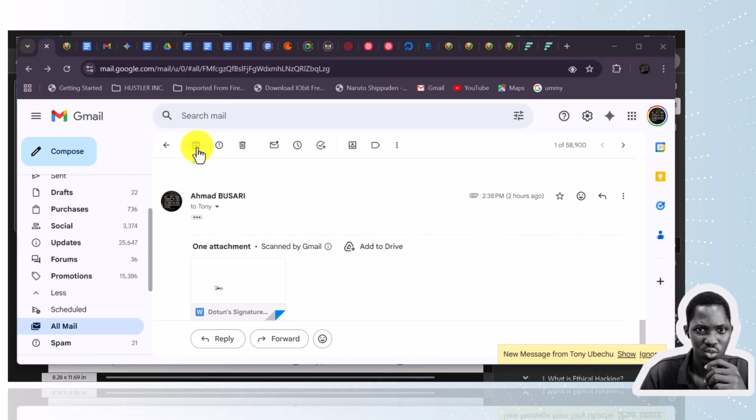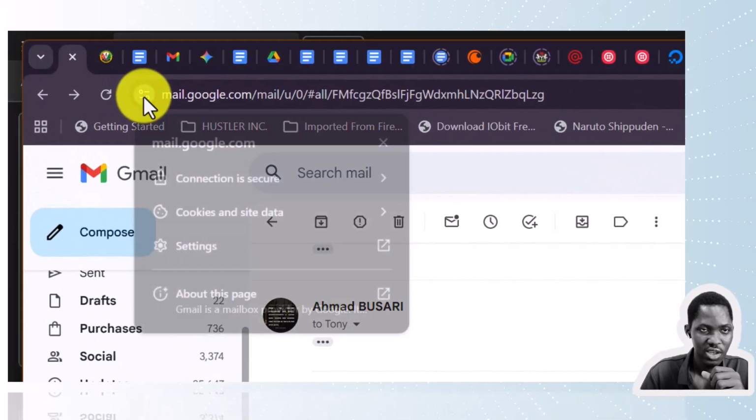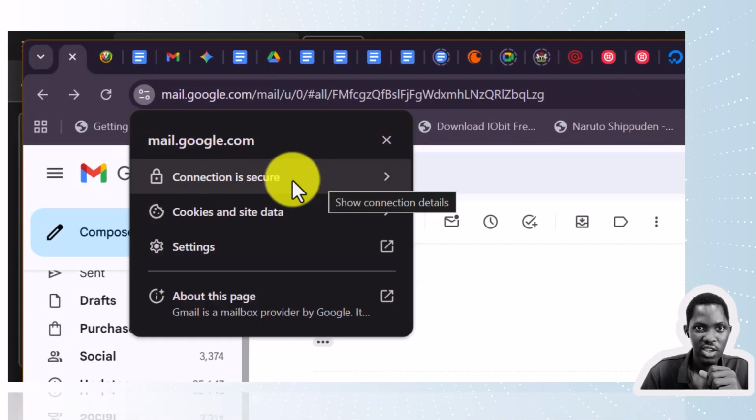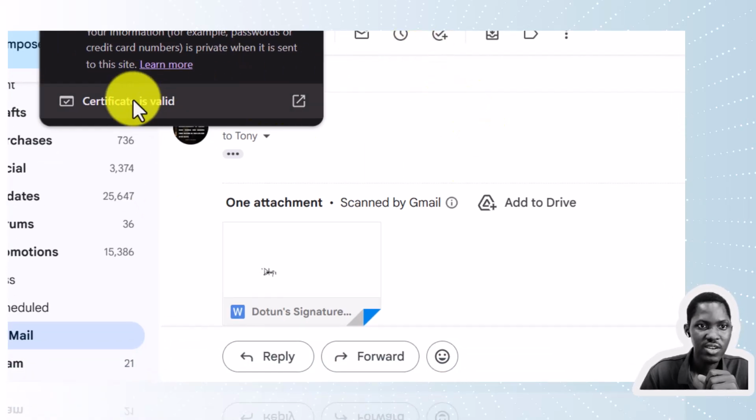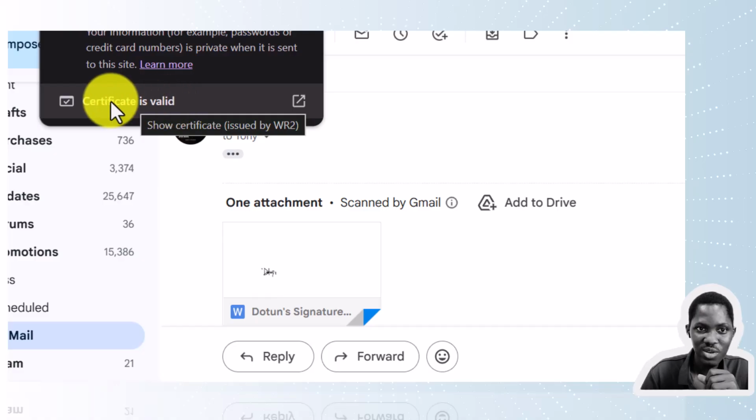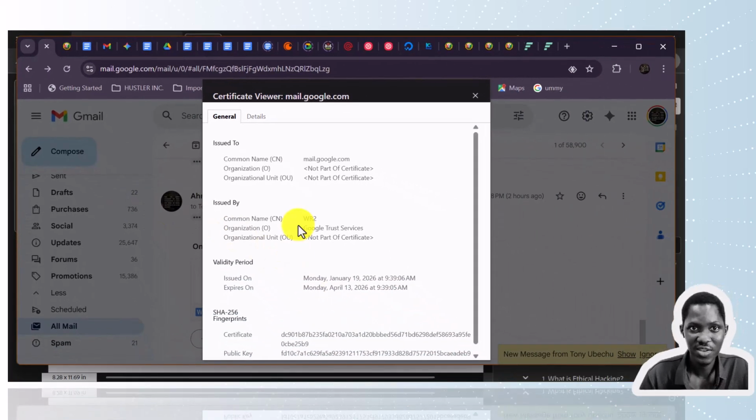Now, this is Google. This is my Gmail. Let's check, it's secured, right? You can check here, connection is secured. If you click on this connection is secured on Chrome, you can see certificate is valid. You can click on this certificate to see, you can see issued to this person, issued by WR2, Google Trust Services. So this is the certificate authority, and this is the user the certificate was issued to. You can see the issue date and the expire date.